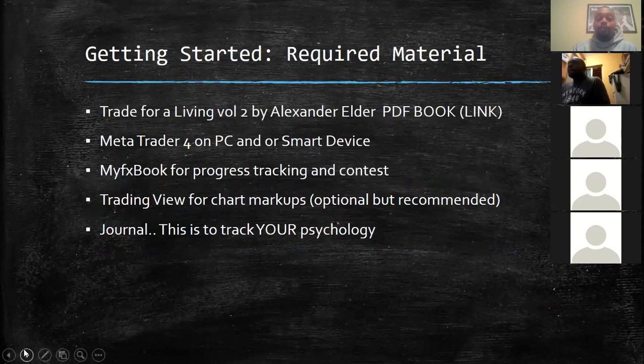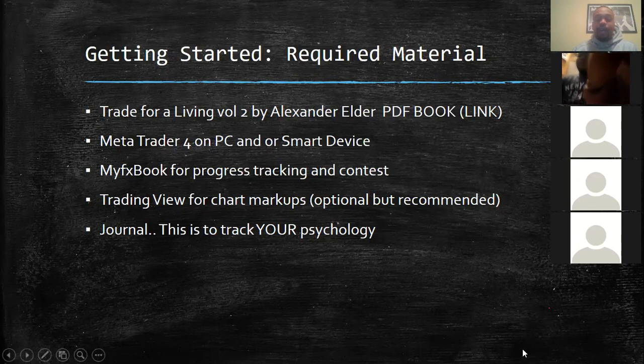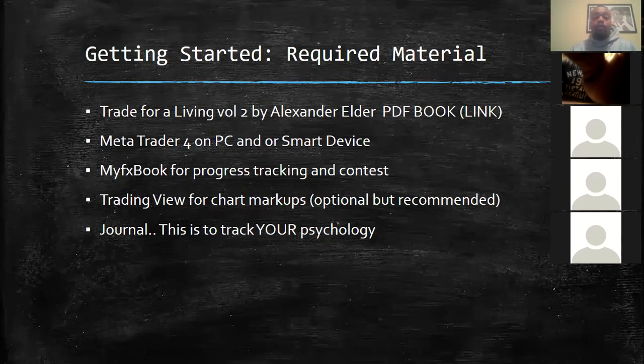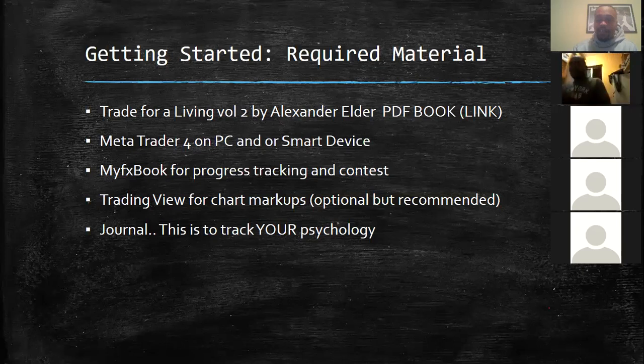The required material for this course is a PDF of the book Trading for a Living Volume 2 by Alexander Elder. You're not required to read the full book. There are going to be select chapters and select sections that I'm going to have you all read. The reason is that it's very important to your trade success, because the pieces I'm picking out have hidden clues and nuggets for what you need to take you to the next level.